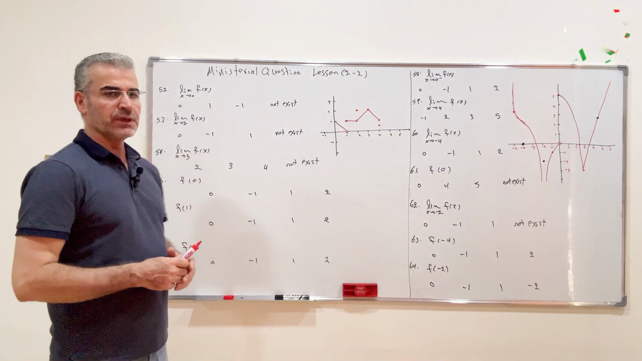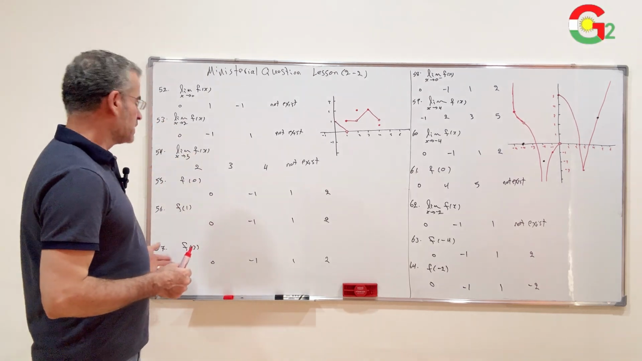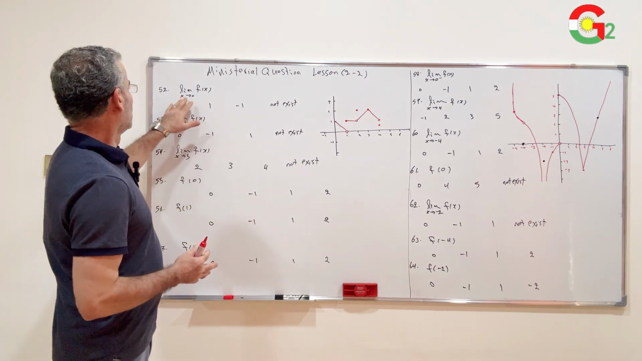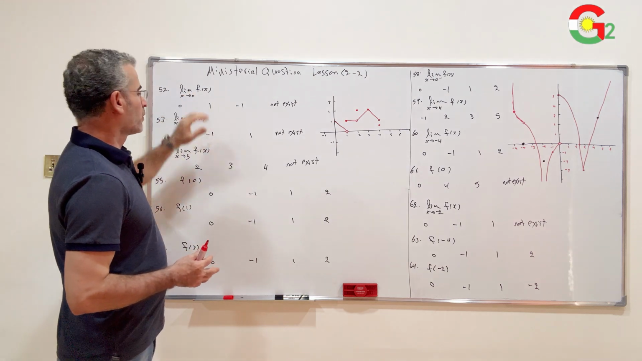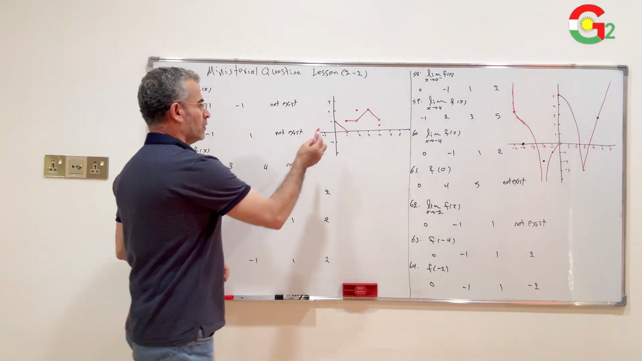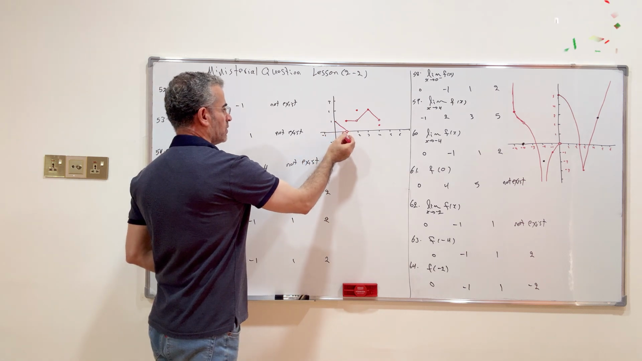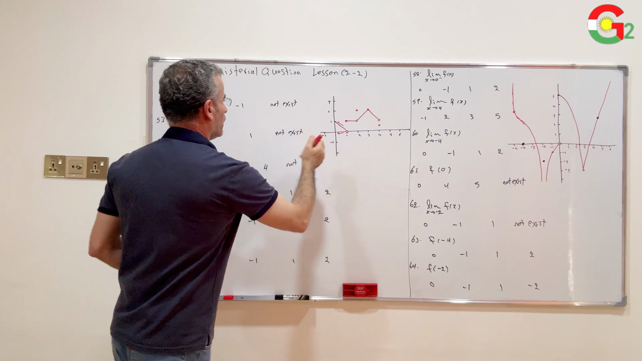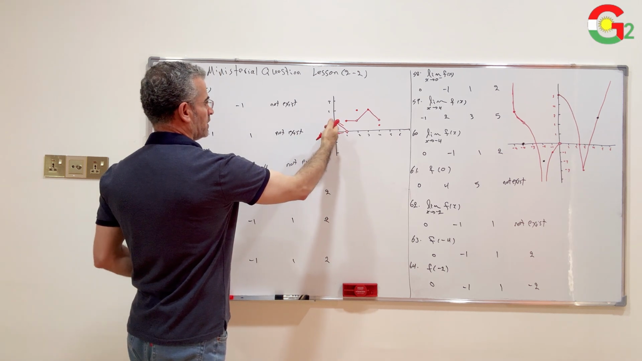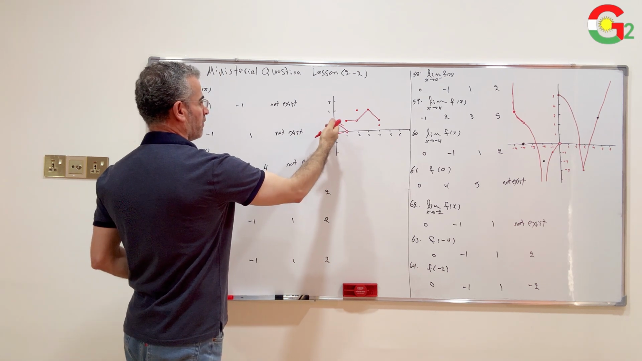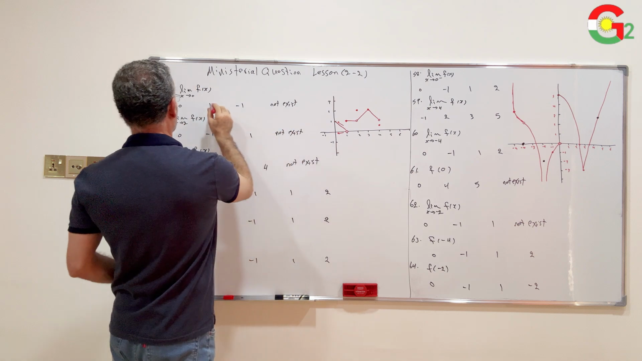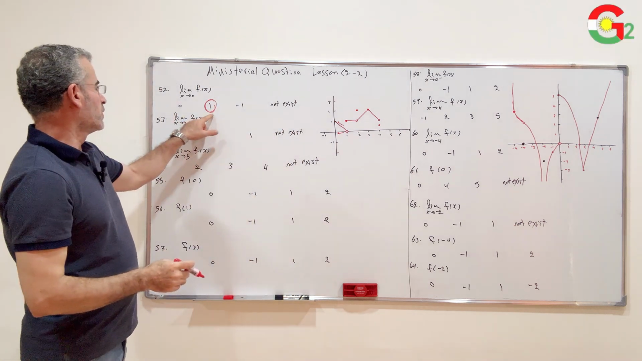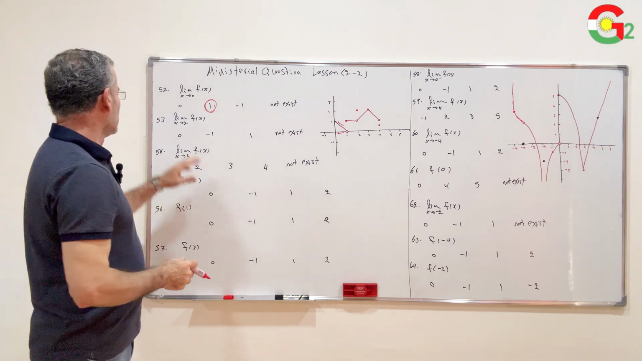Questions number 52 to 57, use this graph to answer them. Limit f of x when x approaches 0. When x approaches 0, we see f of x approaches 1 from the right. From the left, it is not in the domain of the function, then the limit is 1. The right choice is B.